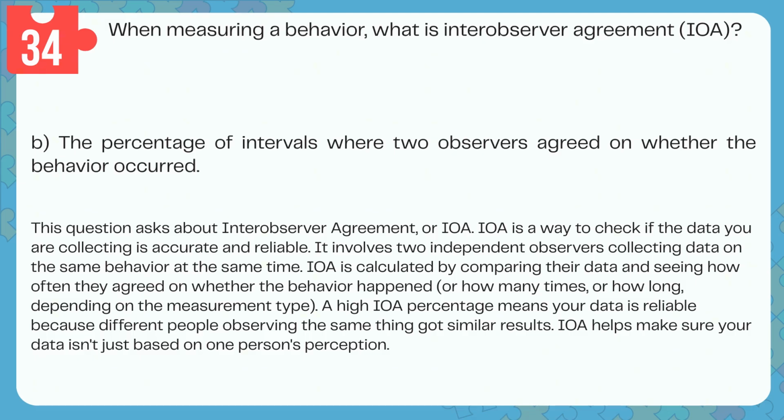IOA is calculated by comparing their data and seeing how often they agreed on whether the behavior happened, or how many times, or how long, depending on the measurement type. A high IOA percentage means your data is reliable because different people observing the same thing got similar results. IOA helps make sure your data isn't just based on one person's perception.